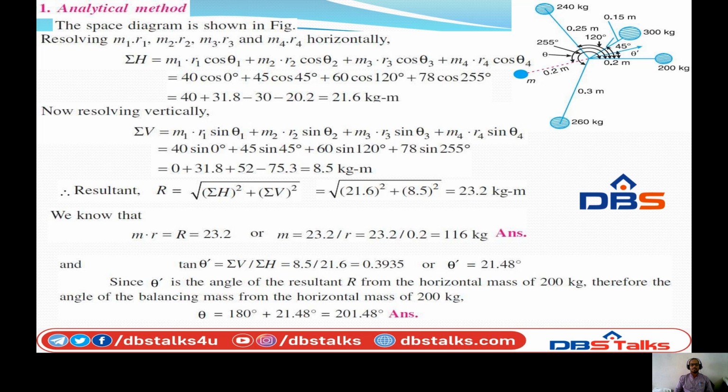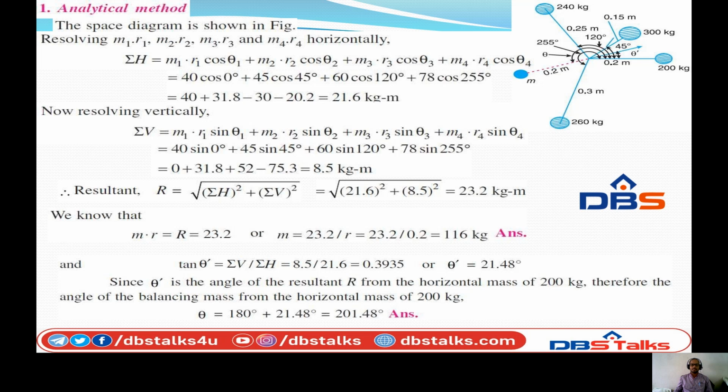21.48. What is the value called? The balancing mass is to be placed at theta with respect to the reference. What is the reference? That is the mass 1 only. So we have to keep the mass in a position theta. Since theta is the angle of the resultant from the horizontal mass of 200 kg, therefore the angle of the balancing mass from the horizontal mass of 200 kg is to be in the opposite direction.